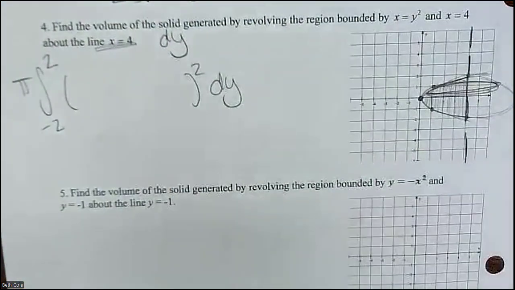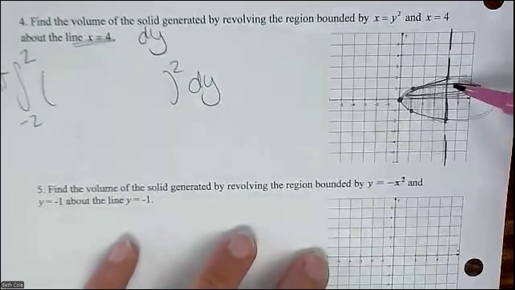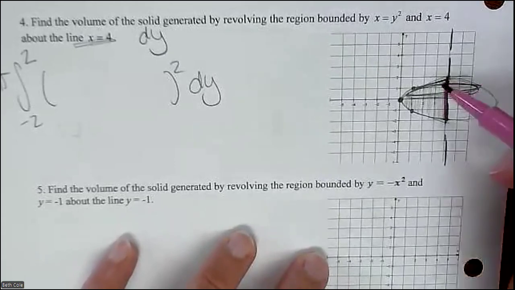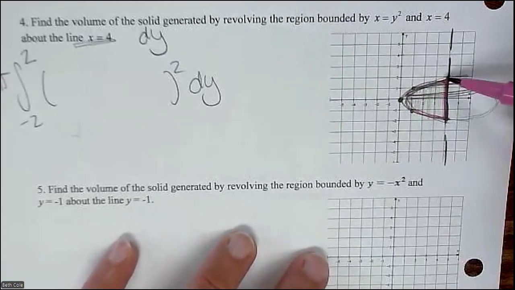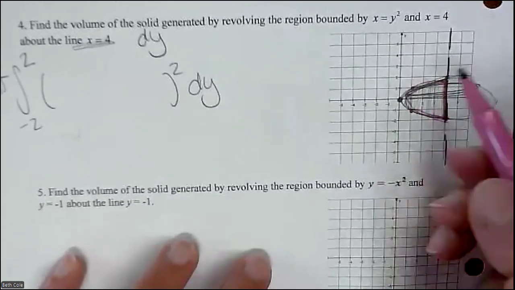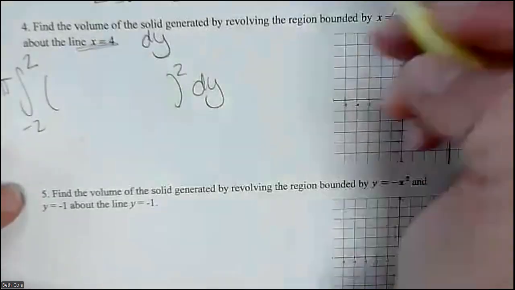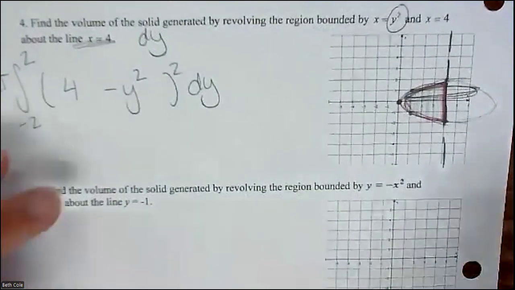All the ones we've done so far, one of them was 0. That's not the case now. So watch me point to this. This is the right graph, and this is the left graph. So what is the right one? 4 minus the left one, which good is y squared. Nice. That went well. Good job, guys. This is your radius here.